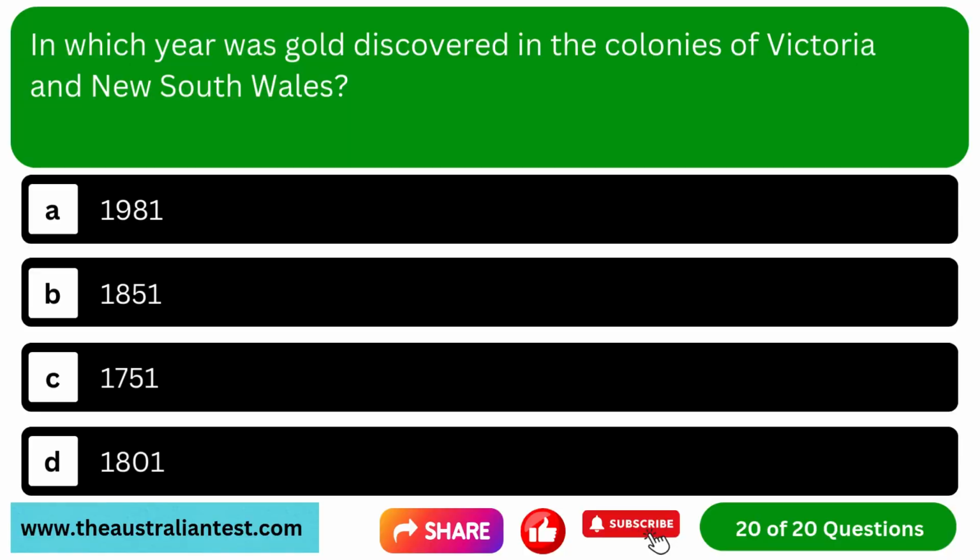Question 20. In which year was gold discovered in the colonies of Victoria and New South Wales? Option A, 1981. Option B, 1851. Option C, 1751. Option D, 1801.